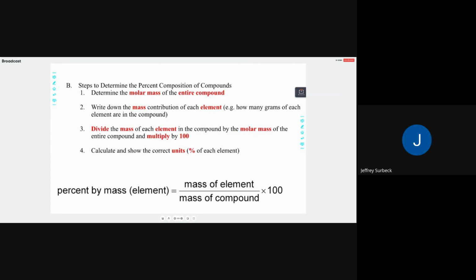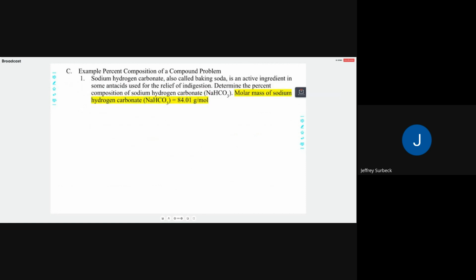Going through this example, what's highlighted in yellow is not on your slide of notes, but the molar mass for sodium hydrogen carbonate is 84.01 grams per mole, the total mass for the entire compound. Typically you would be asked for the mass percent of one specific element, for example carbon, but in this case it says determine the percent by mass of every single element in this compound. So we're going to list out every single element, just like we did to find the molar mass.